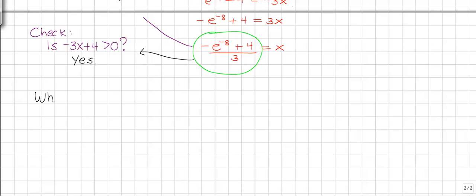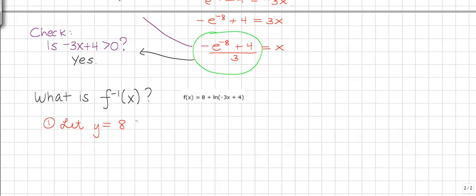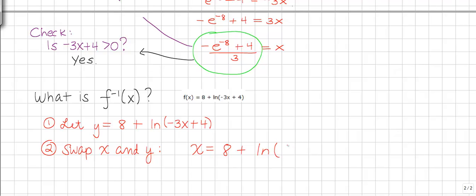I'd like to extend this question and ask, what is the inverse function, just to make sure we understand this process. So let's recall the function itself is f of x equals 8 plus the natural log of negative 3x plus 4. And let's recall how we find inverses. We're going to let y equal f of x. So y equals 8 plus the natural log of negative 3x plus 4. We're going to swap x and y. And so we'd have x equals 8 plus the natural log of negative 3y plus 4.